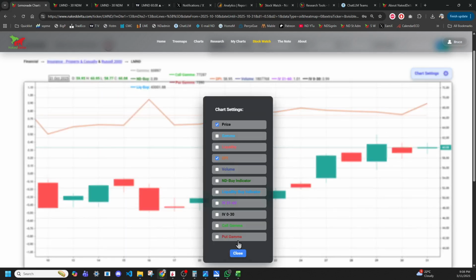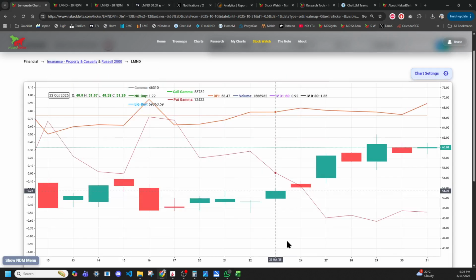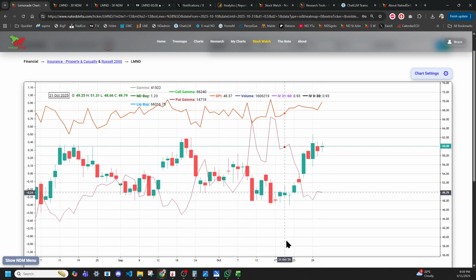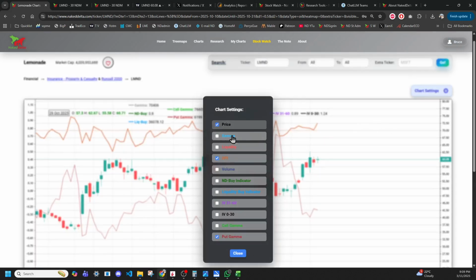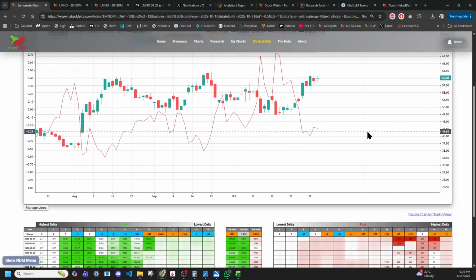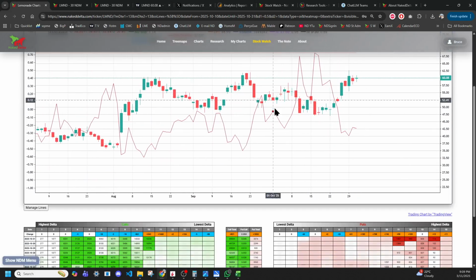The other interesting things that I don't use a lot, I used to use them a lot more, is the put gamma and the call gamma. Now, these are pretty obvious that they're going to increase. Here I've got puts on here. I'll take DPI off just so we have a clearer thing to look at. These increase, the puts increase as the price drops.